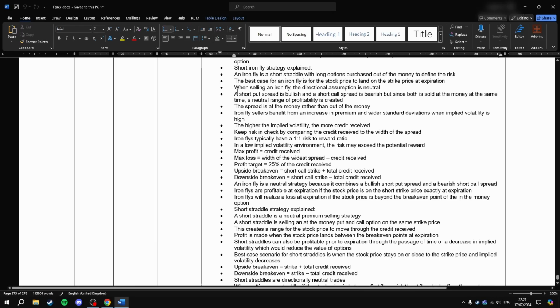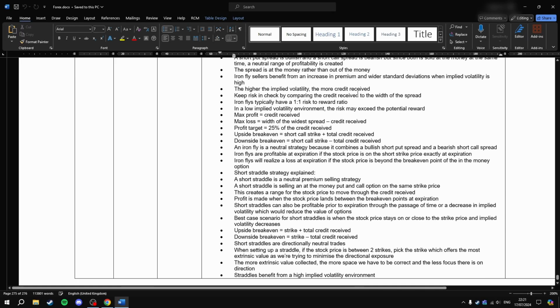Best case for an iron fly is for the stock price to land on the strike price at expiration. When selling an iron fly, the directional assumption is neutral. A short put spread is bullish and a short call spread is bearish, but since both are sold at the money at the same time, a neutral range of profitability is created. The spread is at the money rather than out of the money.